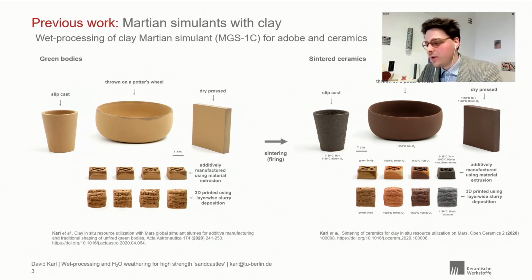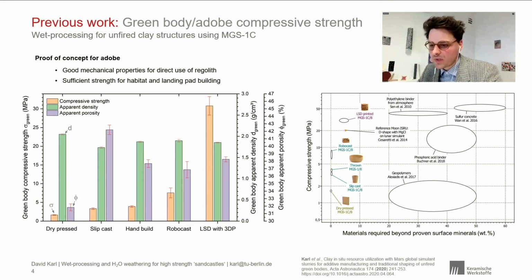But we also did a lot of sintering tests and vastly characterized the sintering of these materials in normal oxidizing air, so terrestrial air, and in simulated Martian conditions. We gave this proof of concept for these adobe structures. Just a hint for all the colleagues presenting here: when we're talking about dry pressing, for these Martian simulants with clay that already have a very high dry pressing strength, we found a compressive strength of, let's say, 2 MPa.